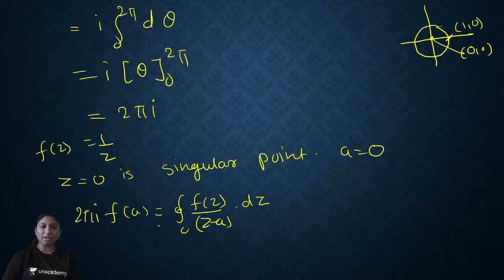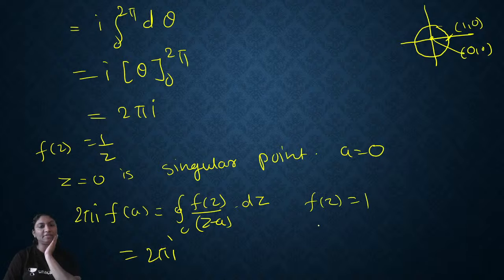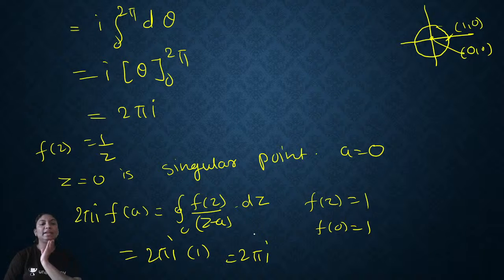So you will get the integral over C of f of z upon z minus a dz is equal to 2 pi i into 1, which is again 2 pi i, right? Because a is equal to 0 and f of z is equal to only 1, so f of 0 is equal to 1. So again you will get the same integral if you do it by using Cauchy's integral formula also.